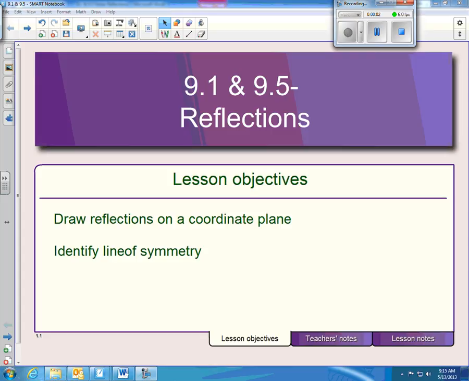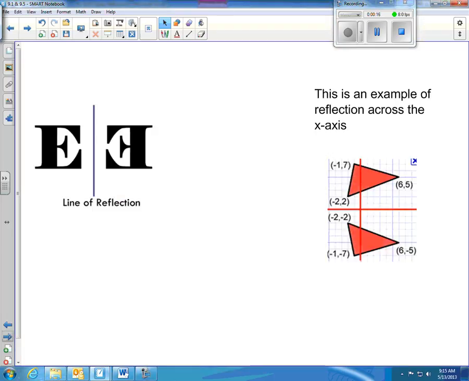Hey there guys, we're going to start chapter 9 and we're going to do actually sections 1 and 5 together. They both are going to cover reflections. So we're going to be able to learn to draw reflections on a coordinate plane and to identify the line of symmetry. Alright, so first up let's just talk about line of reflection.